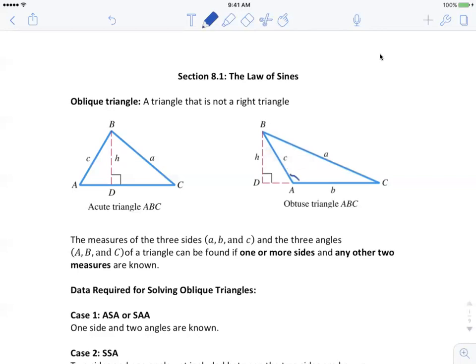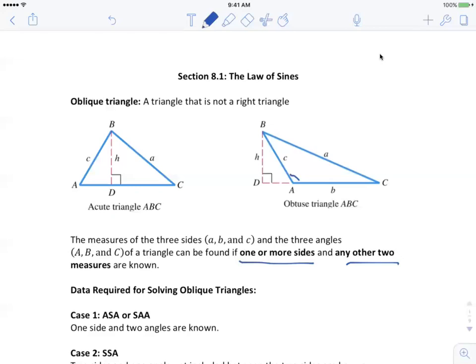And as long as you know at least one side, so one or more sides, and then any two measurements besides that, then you should be able to solve the entire triangle, find all lengths and all angle measures.